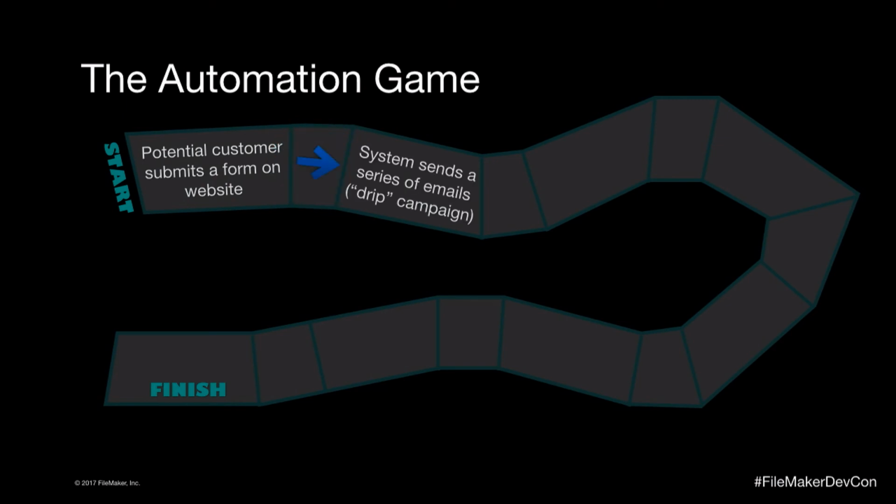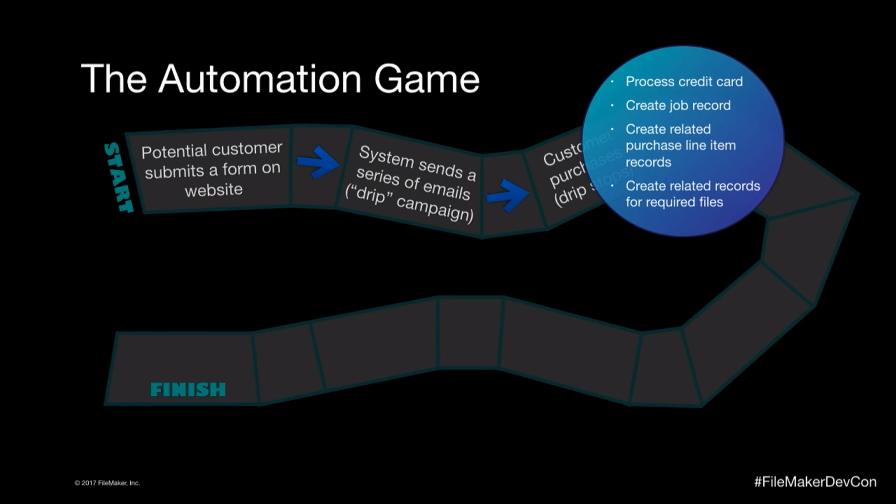So we might go into FileMaker and create a contact record. And how many people here are familiar with what a drip is? You ever heard of a drip? Okay, so a drip is pretty simple. It's just a series of emails that keep on coming at you until you either say, I give up, don't send me any more emails, or I'm going to buy. And there are systems out there that automate these drip processes, and we're going to use one of those web services.